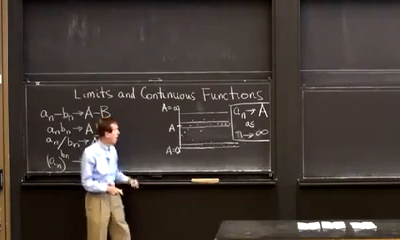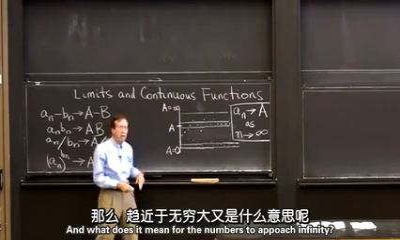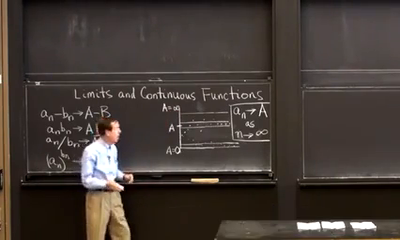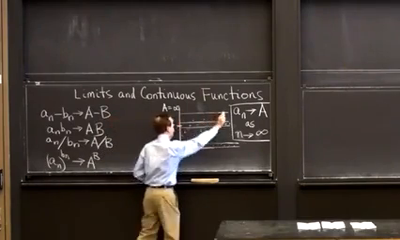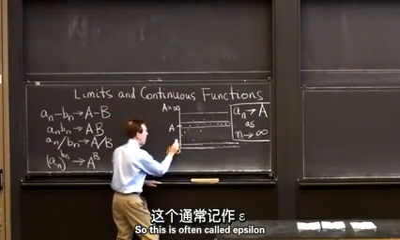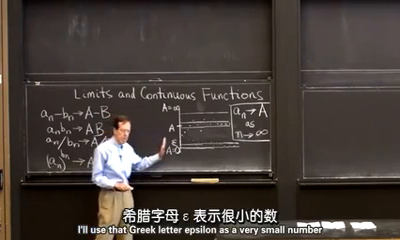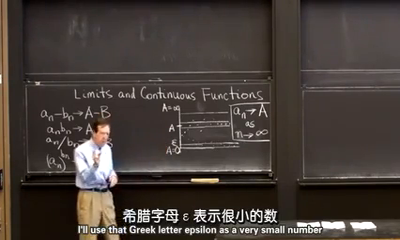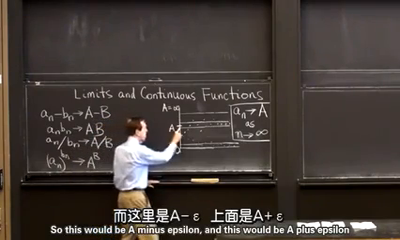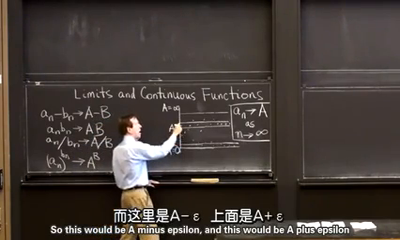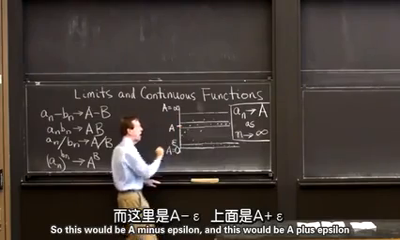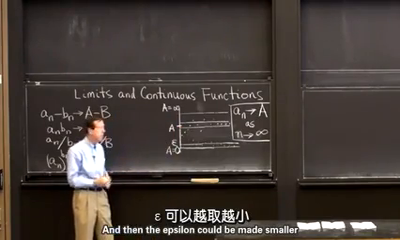And what does it mean for the numbers to approach infinity? That means that whatever, so this is often called epsilon. I'll use that Greek letter epsilon, as a very small number. So this would be A minus epsilon, and this would be A plus epsilon. And then the epsilon could be made smaller.